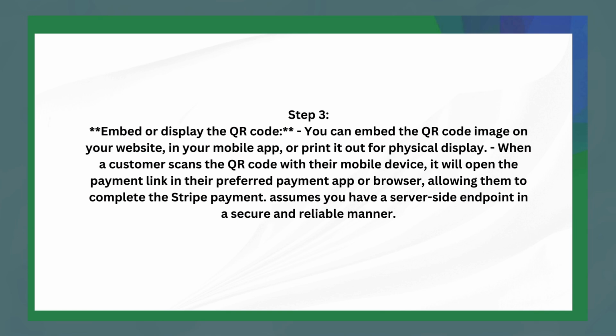The third step is to embed or display the QR code. So you can embed the QR code image on your website, in your mobile app, or print it out for a physical display. So when a customer scans the QR code with their mobile device, it will open the payment link in their preferred payment app or browser, allowing them to complete the Stripe payment.